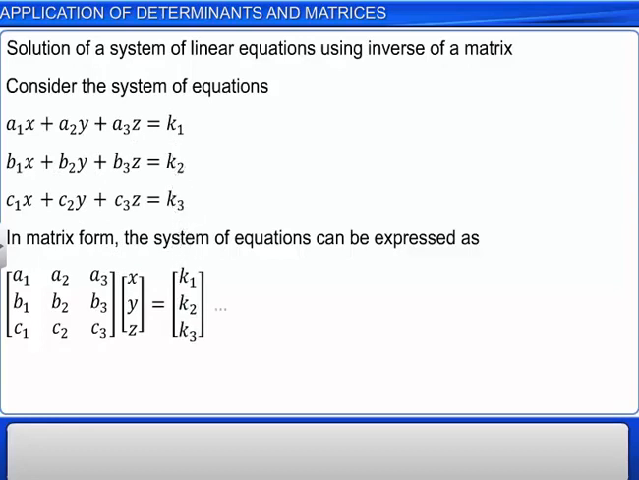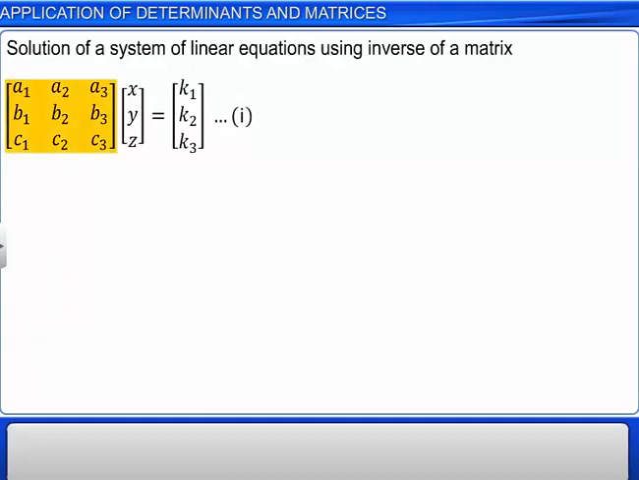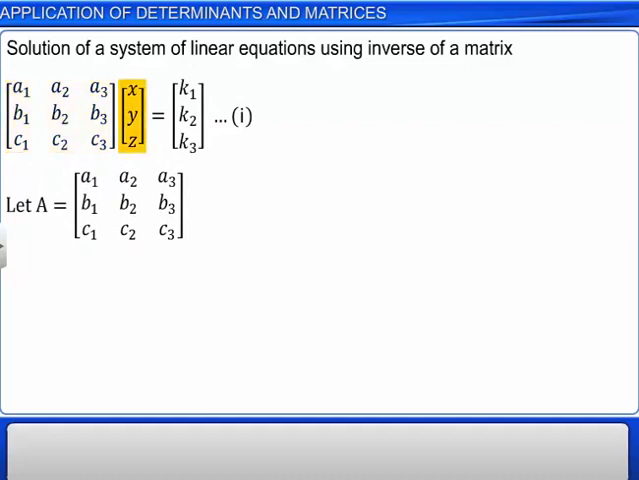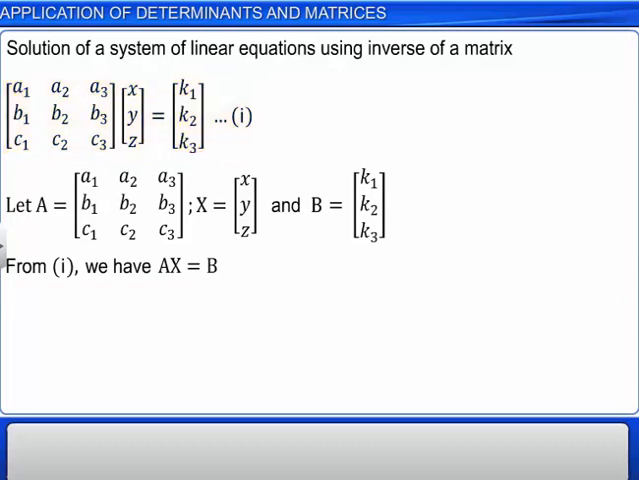Let us denote the 3 by 3 matrix on the left-hand side by A, the column matrix on the left-hand side by X, and the column matrix on the right-hand side by B. So, equation 1 can be rewritten as AX = B. To solve this system, we have to find the values of the 3 variables X, Y and Z. In other words, we have to find the column matrix X. 2 cases arise while solving this equation.